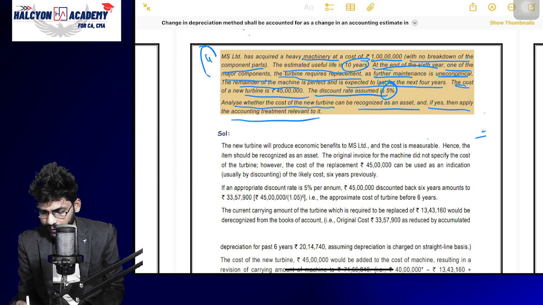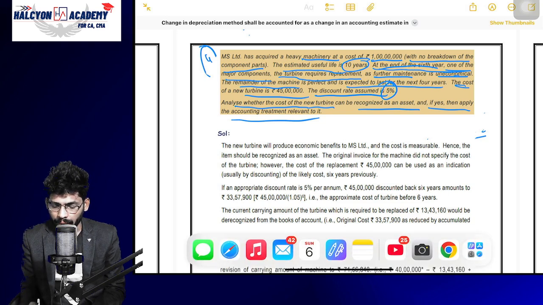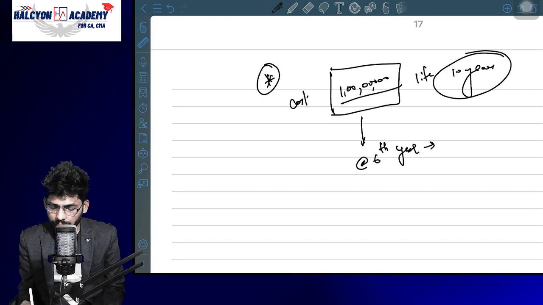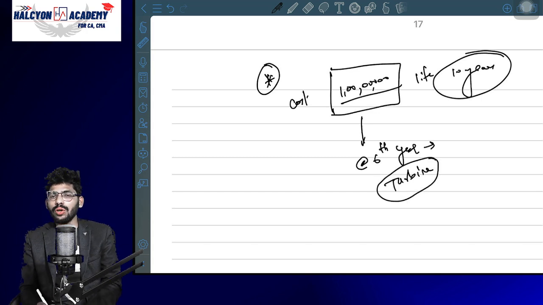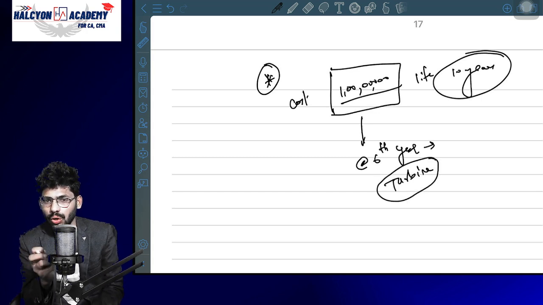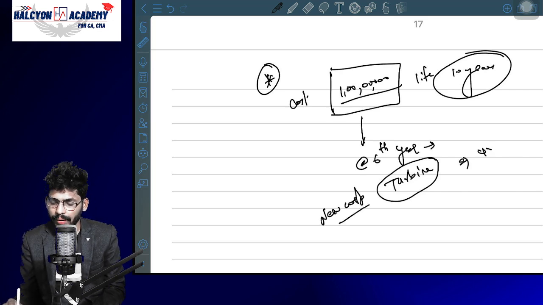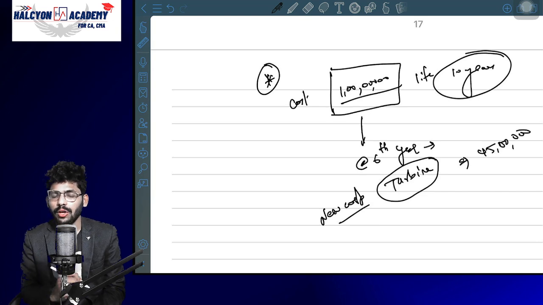Please check that at the end of the sixth year, one component we are replacing. That is called the turbine here. So we don't know the carrying amount of the old turbine, right? But we know the cost of the new turbine. What is the cost of the new turbine? 45 lakhs. Correct or not?